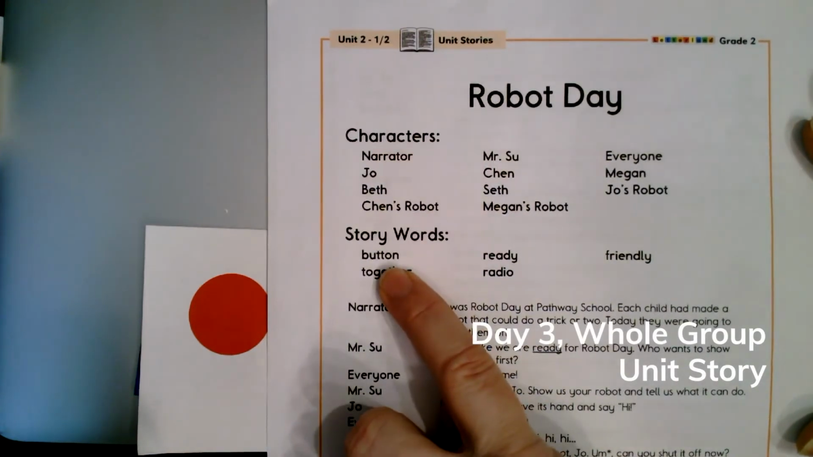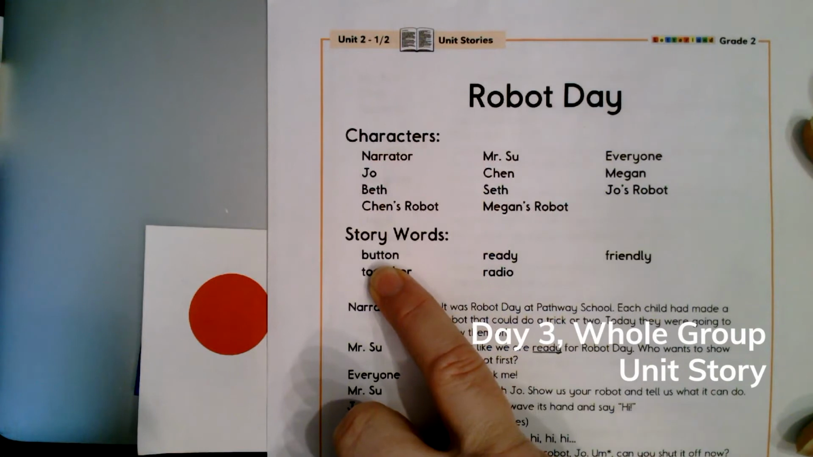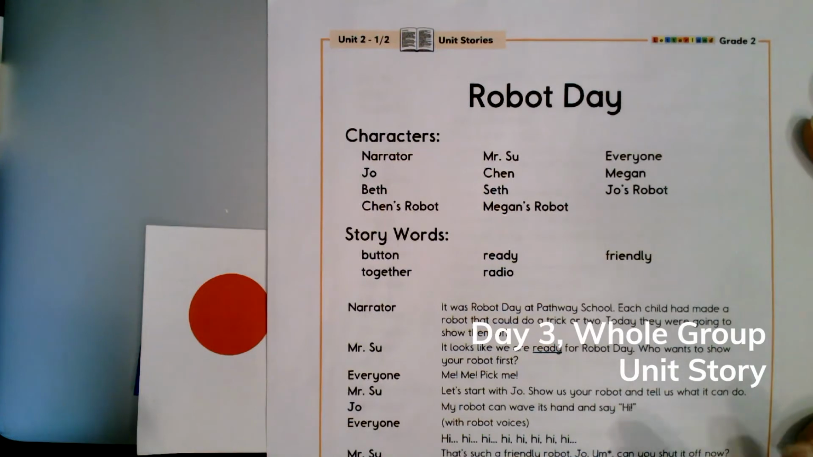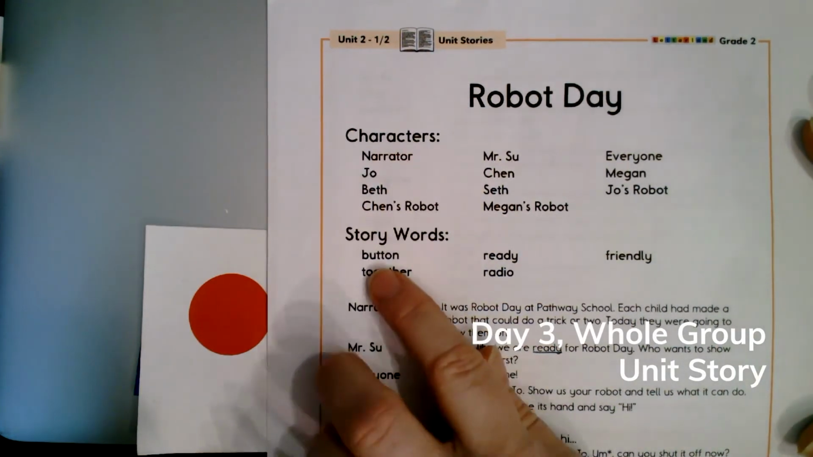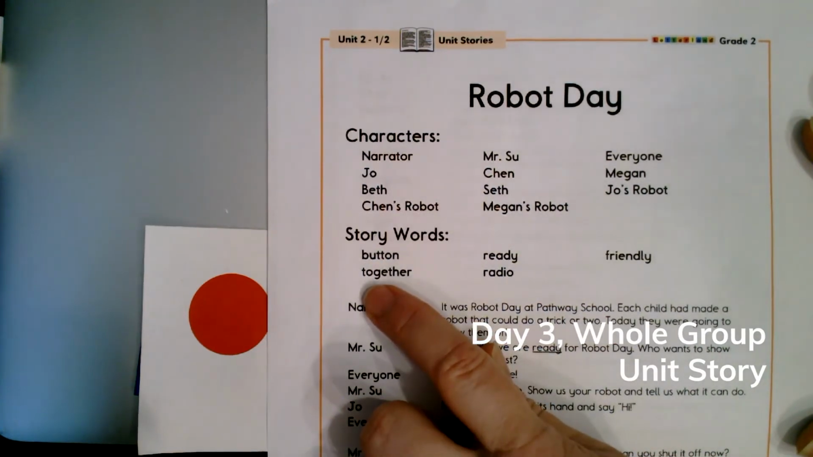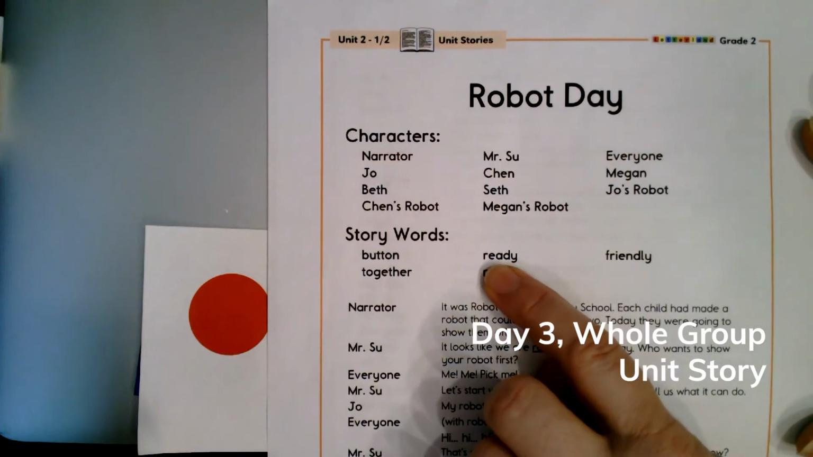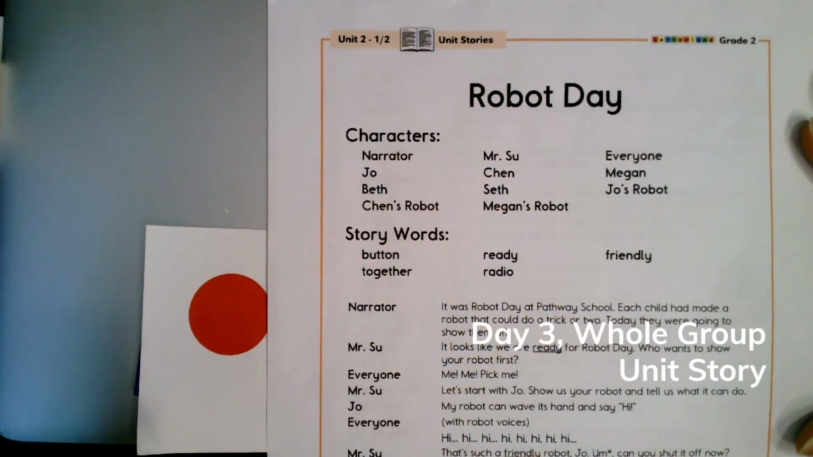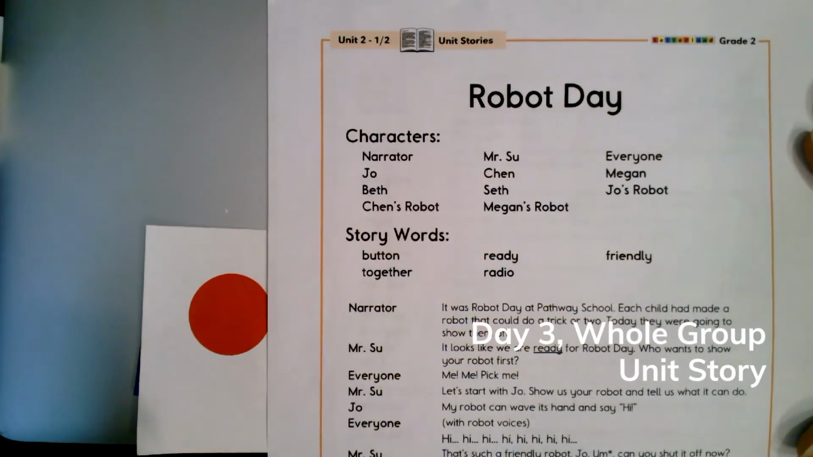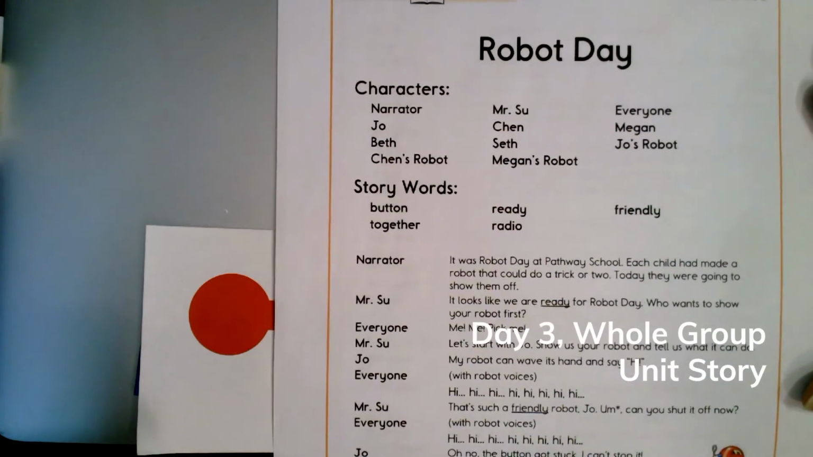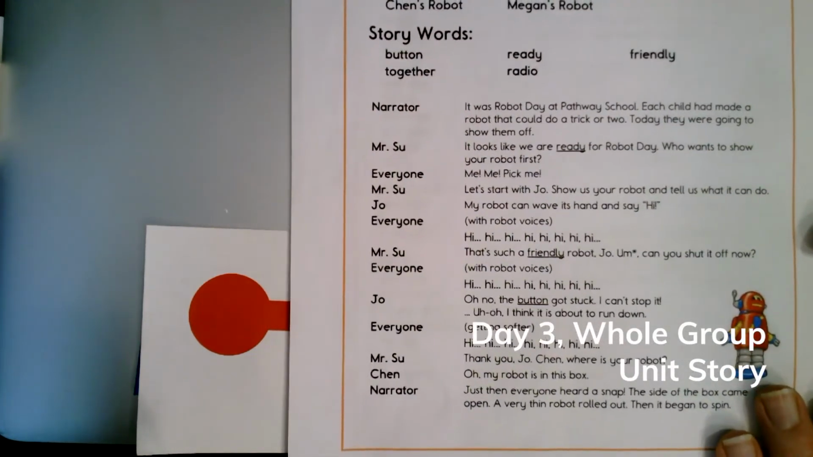Now we have some story words in here, and these are words that we have looked at in our word list, but they're part of our story or our play today, and you're not responsible for them, but we do want to know them for the story. So the first word is button, and the next word is together. This word is ready, radio, and friendly. All right, so we're going to do button, friendly, and ready in the play today. So listen for those words as we're going. And I also want you to listen for any vowel stealers that you might hear. All right, so we're going to start off. Here we go.